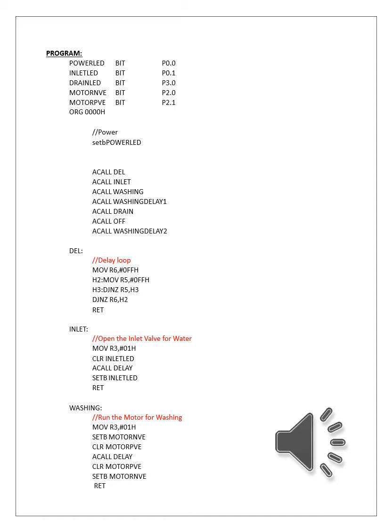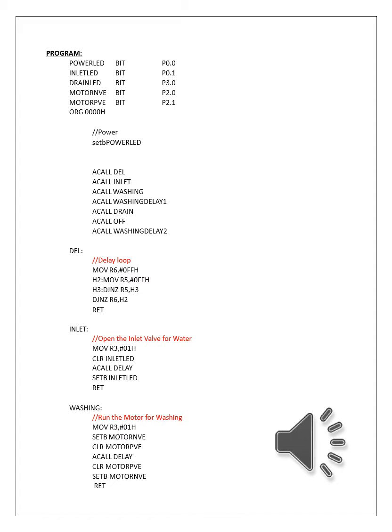So we load the value, and we have DJNZ. DJNZ is an instruction used to decrement and also to check the zero condition, so decrement and jump if not zero. So it will create a small time delay. We have written a call delay, then RET. RET means it will automatically go back to the call inlet.